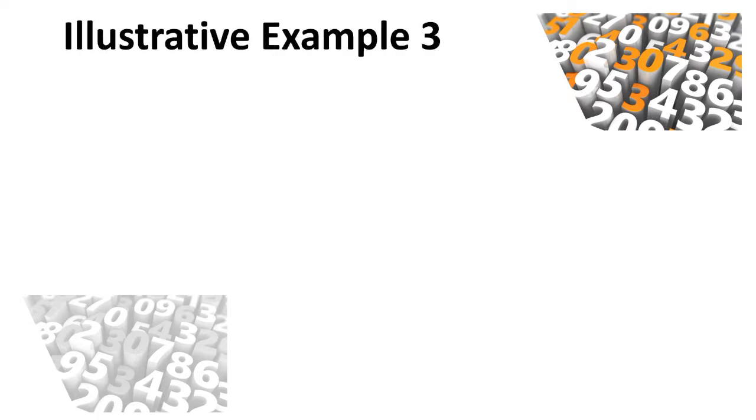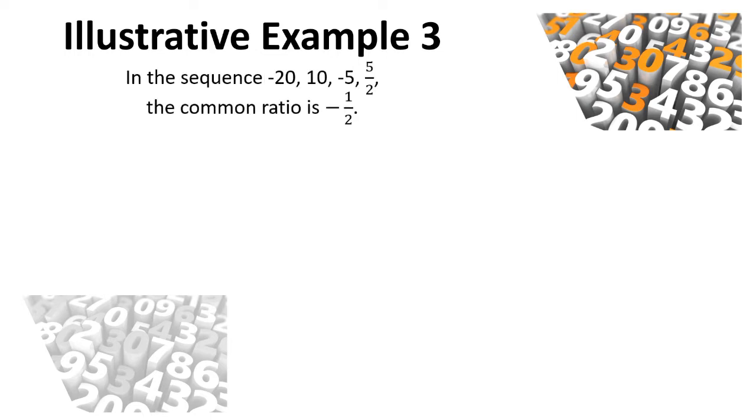Let us try illustrative example number 3. It can be found in our Math 10 module of first quarter. So the given sequence is negative 20, positive 10, negative 5, and positive 5 halves. The common ratio is negative 1 half. So how does it happen? Paano makukuha ang common ratio kung ang given ay isang sequence?